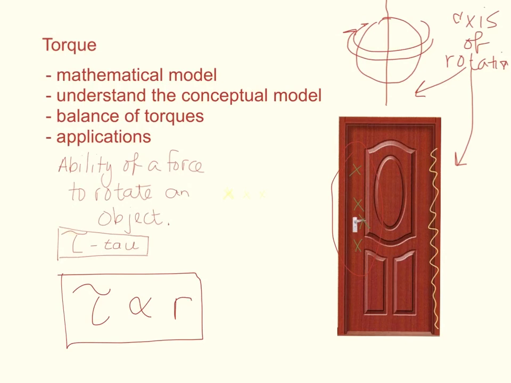What other variables might affect the rotation of the door? Think about some other things that would make the door have a greater ability to rotate or less ability to rotate. Pause the video and think about that for a second. So maybe you came up with something.